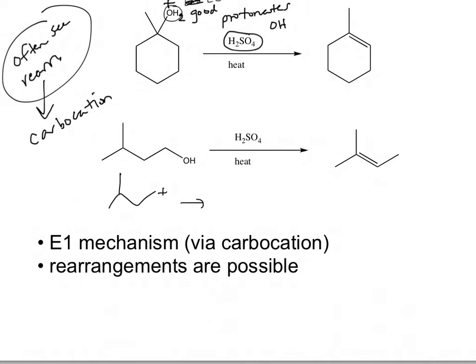So it's going to go through this, which is much better. It'll shift to secondary. Remember, it shifts right next door. It's not going to travel far down your molecule. And then, when you actually do the elimination, you get the more substituted double bond. So it is not unusual to see rearrangements occur.